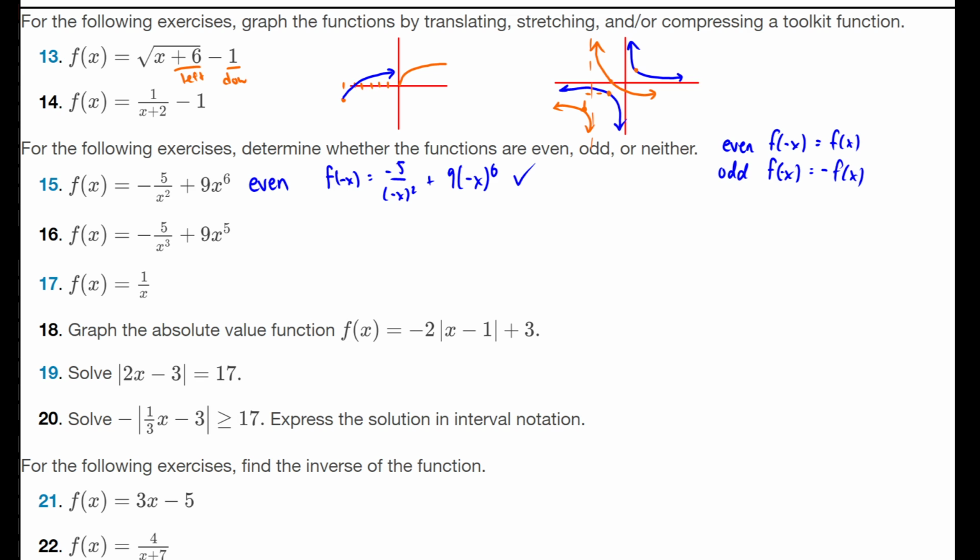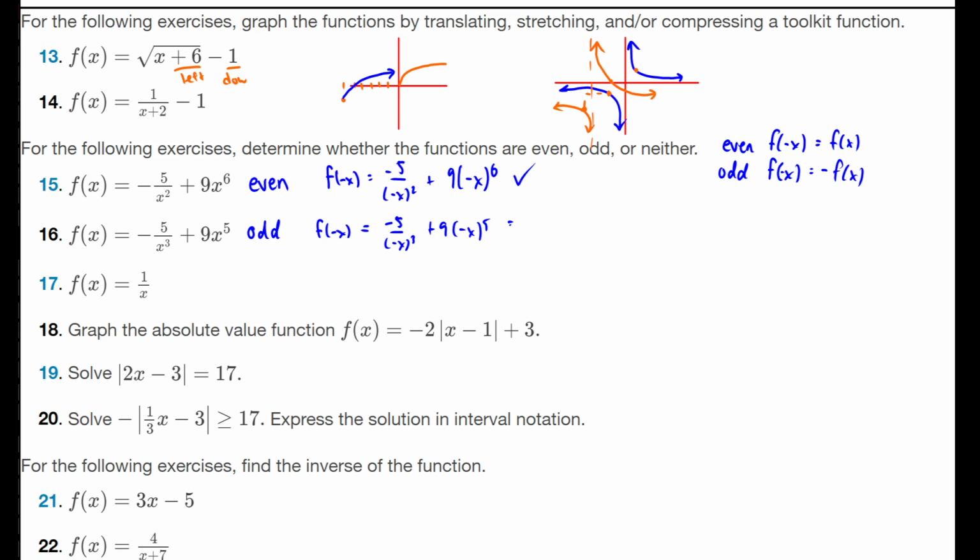For 16, this is not going to be even, because if we put in -x, we're going to get -x to the third, which gives us a -x back. So it's not going to quite work like we want it to. But in terms of oddness, let's try f of negative x here. So this is going to give us negative 5 over negative x to the third plus 9 times negative x to the fifth.